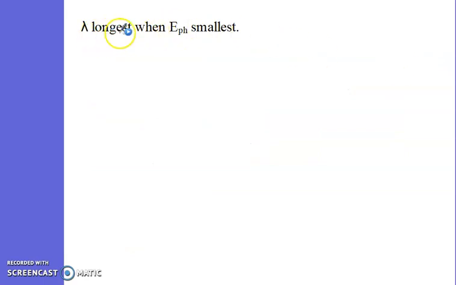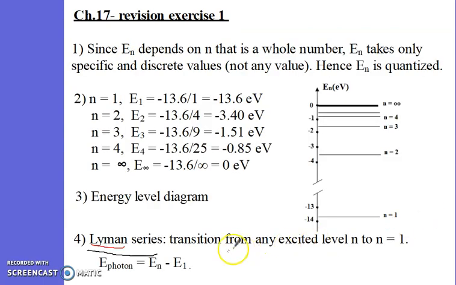So to get the longest lambda we have, okay, but first let's find the energy of the photon. Energy of the photon is hc over lambda. It means lambda equals hc over the energy of the photon. So lambda and the energy of the photon are inversely proportional. To get the longest lambda, you must have the smallest photon energy, right? Smallest energy of the photon means smallest difference here, right?